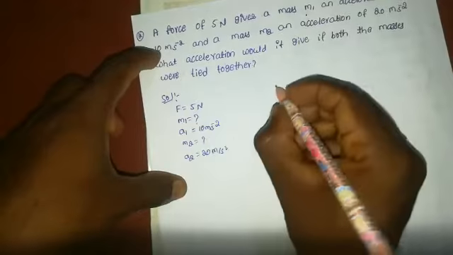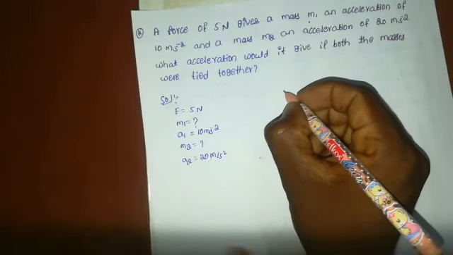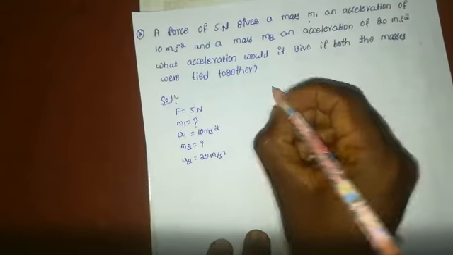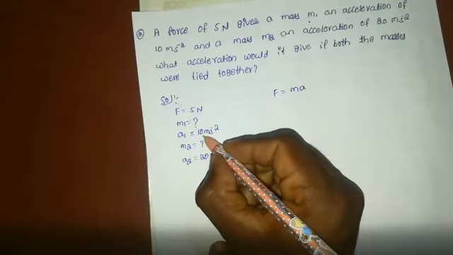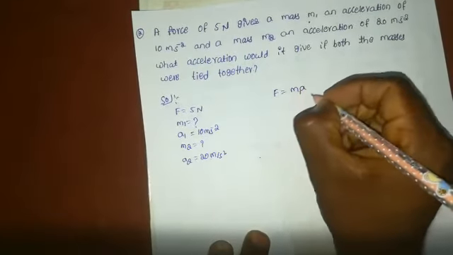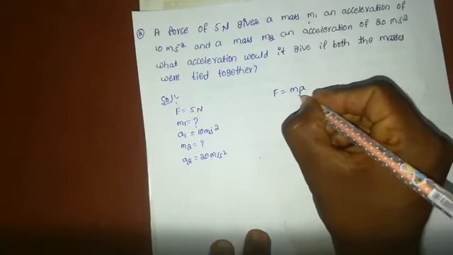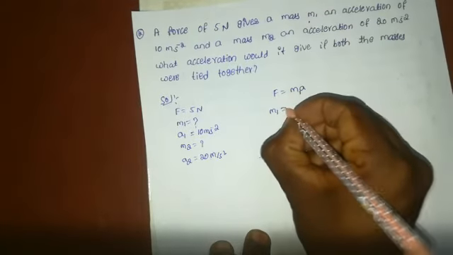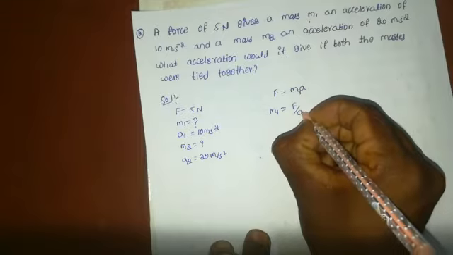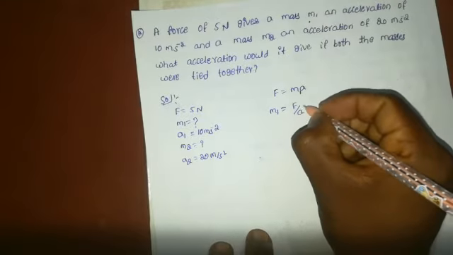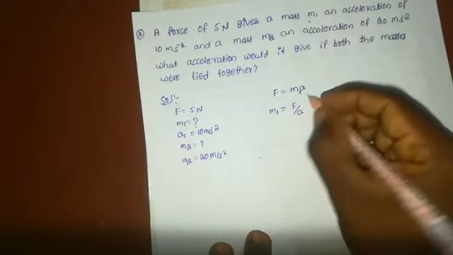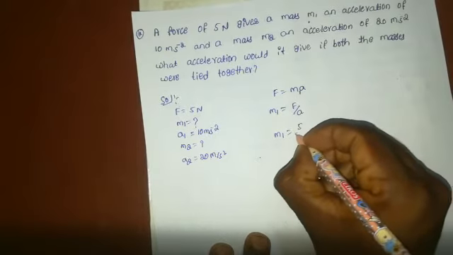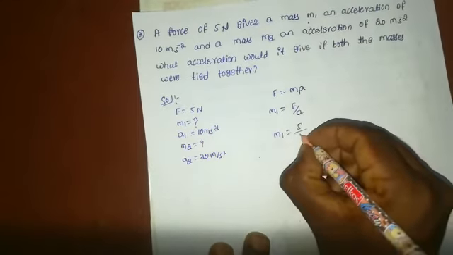Now we have to find out first m1. How to find out the mass of the object? We know the expression F is equal to ma. Here we have the force, 5 Newton, and the acceleration, that is F is equal to m1a. Now to find m1, we shift the acceleration towards the force side, that is F divided by a. Mass is equal to force by acceleration. So m1 is equal to 5 newtons divided by the acceleration 10 meter per second square.